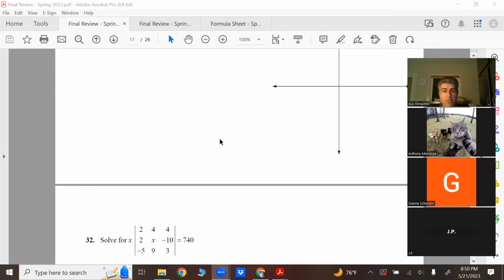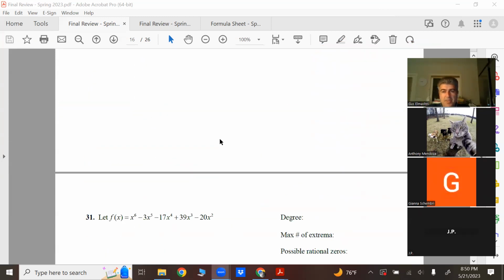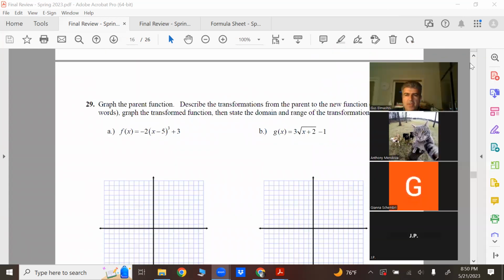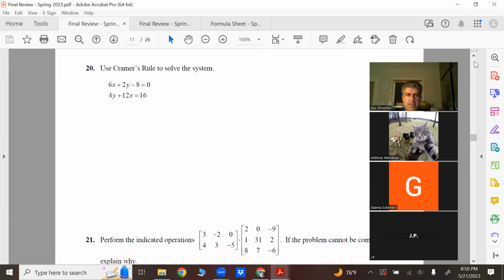It's not hard, it's very straightforward. And I'm telling you, you're going to see either that or average rate of change. I'll give you the difference quotient, so it's not hard.